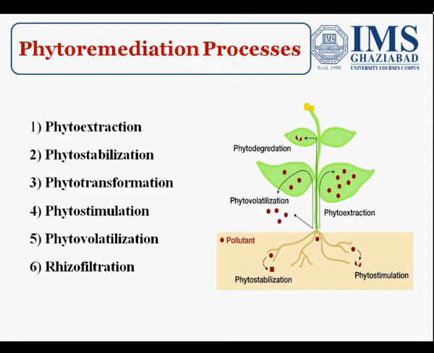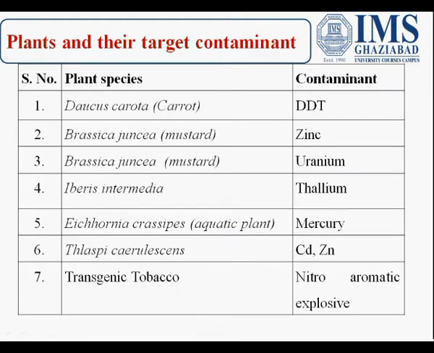Now, rhizofiltration. This is the transfer of pollutants from the soil into the roots of the plants. Now, there are different plants which treat these contaminants, like Daucus carota, carrot, is used for the treatment of DDT, while Brassica juncea, mustard, is used for zinc, and Brassica is used for uranium. Then Iberis is used for thallium, Alyssum for mercury, and Thlaspi for cadmium and zinc, while transgenic tobacco is used for nitroaromatic explosives.